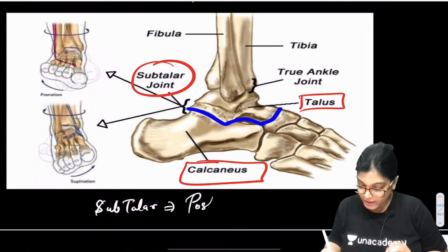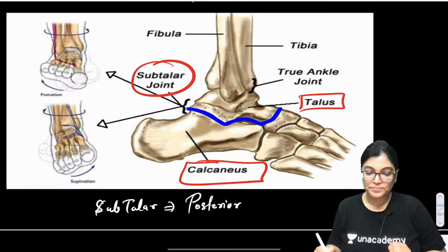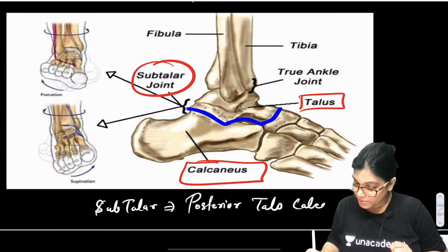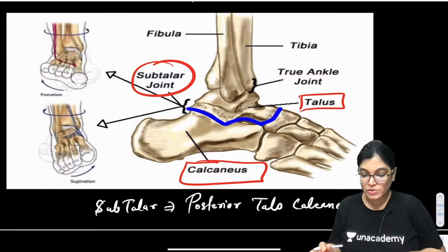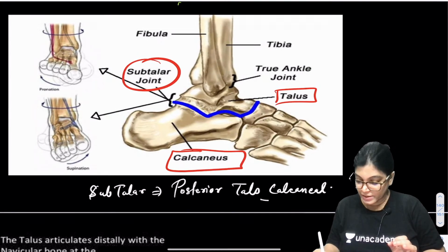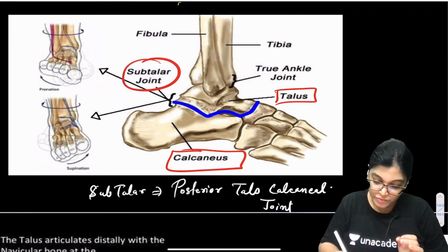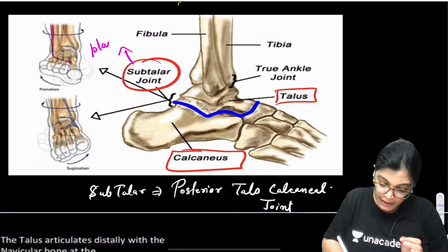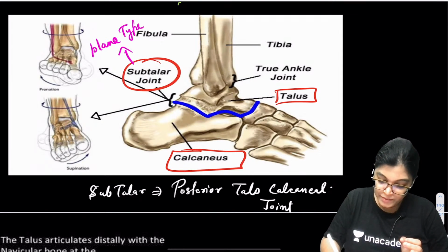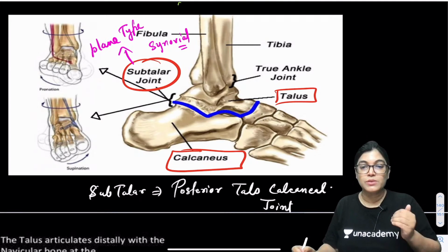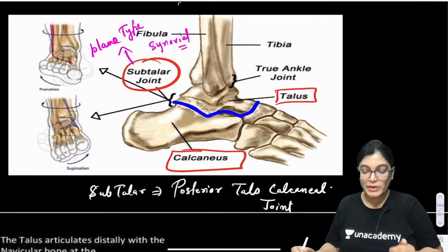What is the name we can give it? It is called as posterior talocalcaneal joint. The name can be given posterior talocalcaneal joint. And my dear friends, subtalar joint is an example of which type of joint? All of you please note down. It is an example of plain type of synovial joint. At the subtalar joint, inversion and eversion movement occurs.